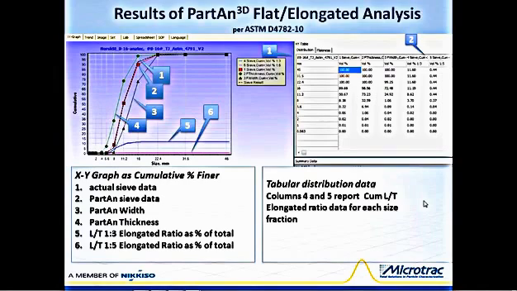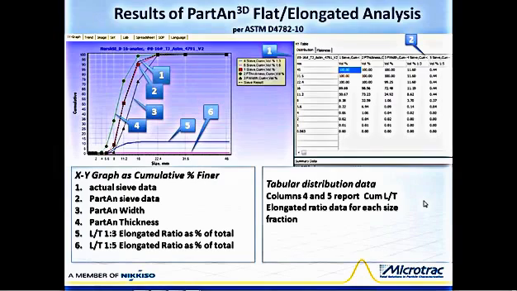2, the red curve, is the PartAn calculated sieve data. 3 is PartAn width, 4 is PartAn thickness, 5 is the 1:3 length to thickness ratio, and 6 is the 1:5 length to thickness ratio, both as a percentage of the total sample.